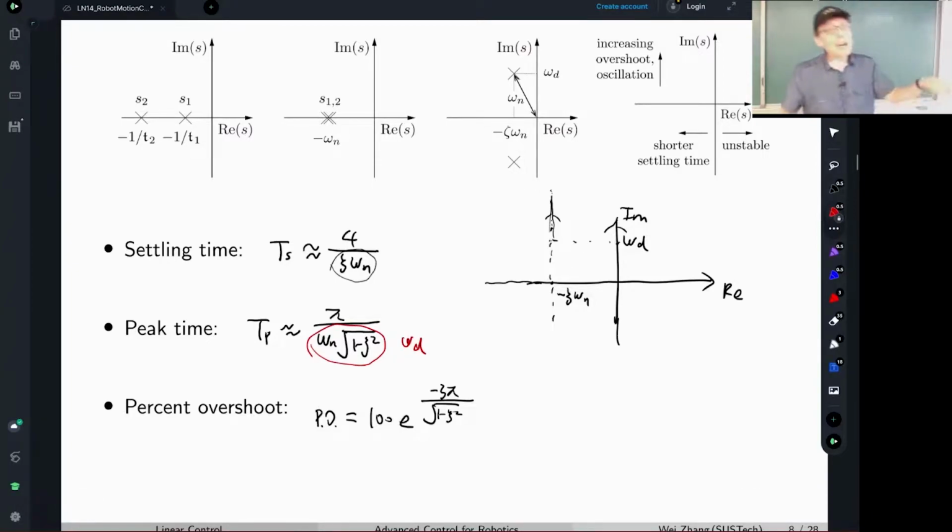You have a faster response. The initial response reaches the peak very fast, but you have a bigger overshoot. That's a trade-off you want to maintain. You don't want omega d to be too large, then you have too large an overshoot. You don't want it to be too small, then you have a very sluggish initial response. So that's a trade-off you need to specify.